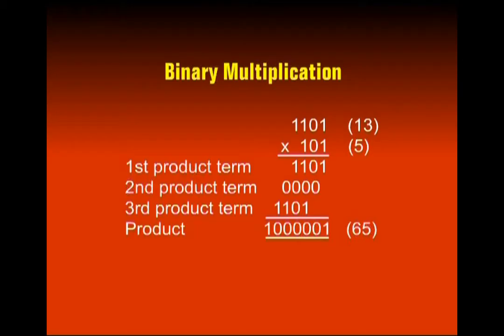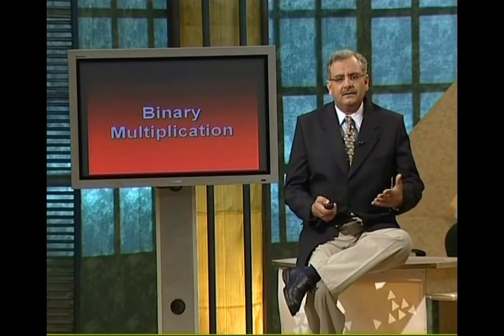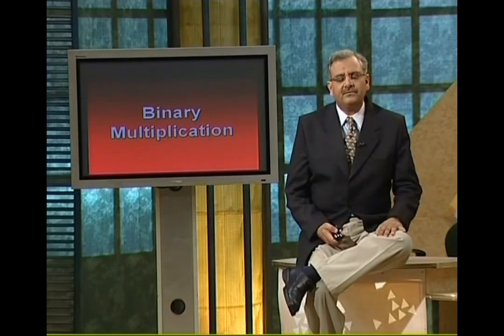1000001. Now you can just confirm the result. The first number 1101 is decimal 13. The second binary number 101 is decimal 5. The result is equal to 65. The example of binary multiplication again is very similar to multiplication using decimal numbers.